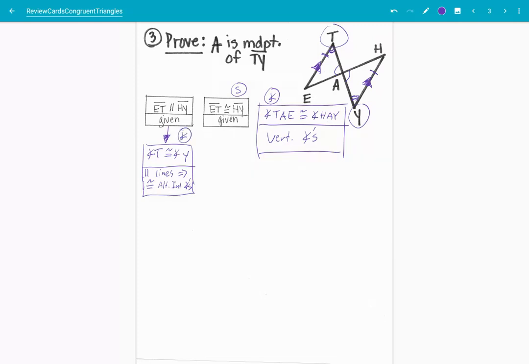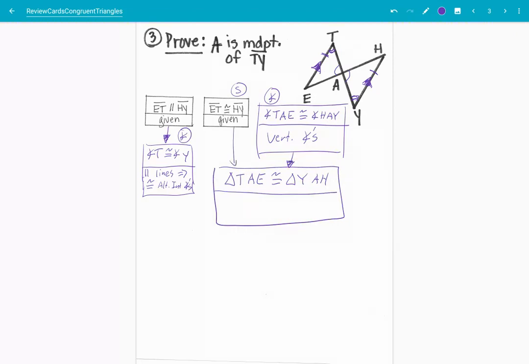So there's another pair of angles. So now I have angle, angle, side, because that side is not included. It's not in between, so it's not the included side. Okay, so I've got angle, angle, side. So now I can say that triangle TAE is congruent to triangle, let's see, I went TAE, so I need to go YAH. And I got an arrow from each of the pieces into that. And I used angle, angle, side implies congruent triangles.